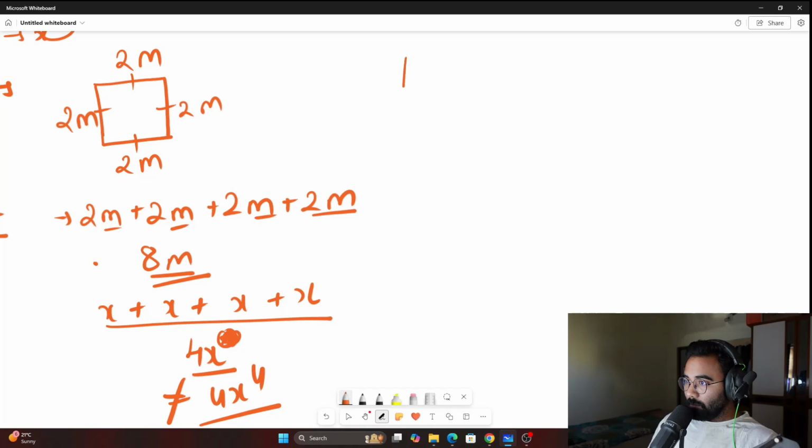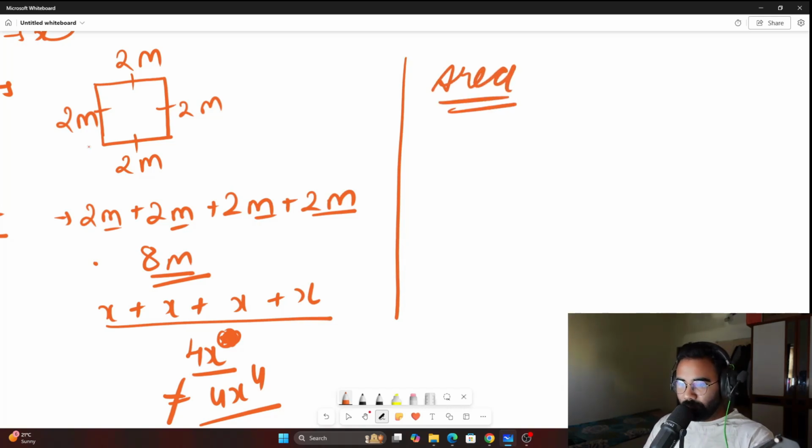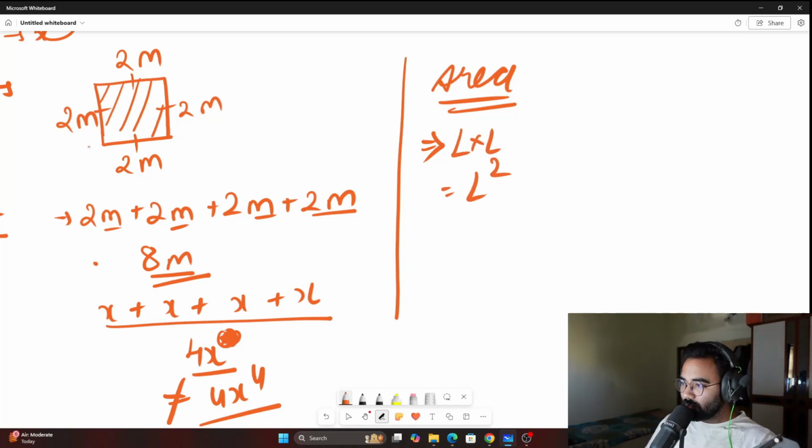This was the perimeter. Now the same square, if I ask you to calculate the area, now what would that mean philosophically? If you calculate the area of this square, it means what is the total spread of the area inside the boundaries of a square whose side is 2 meters. Alright, so if I had to calculate the area of this square, what is the formula? That is length multiplied by length, that gives you length square.